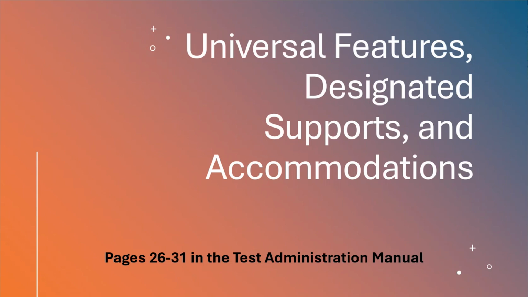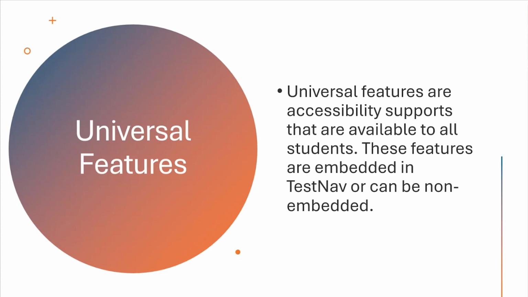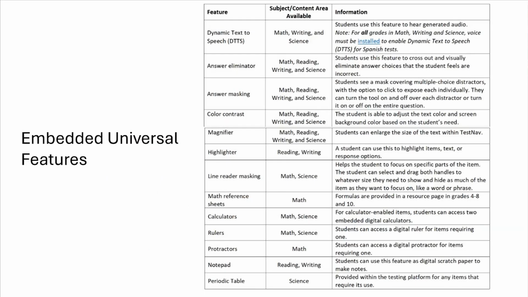I've been talking about these a little bit, but some more specifics on the features, supports, and accommodations. These are all on those 5-6 pages in the manual, 26-31. Again, just take into consideration that some will be embedded, which are built into the tests, and the non-embedded will be the non-digital locally provided type tools. The universal features, again, will be available to all.